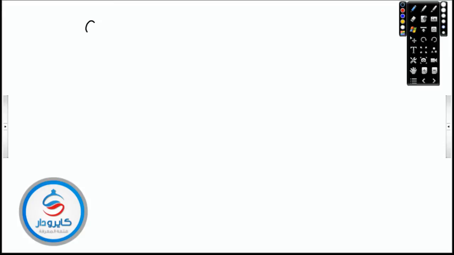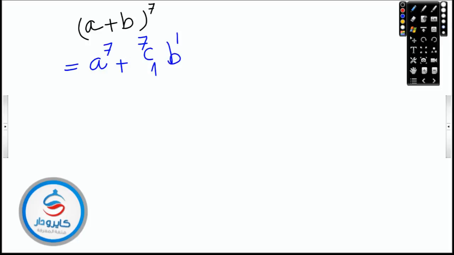If we have (a plus b) all to the power of 7, let's solve it together. How many terms do I have? 8 terms. Let's start with a to the power of 7 plus 7c1, second power till first power difference 7 minus 1, plus 7c2, second power till first power difference.